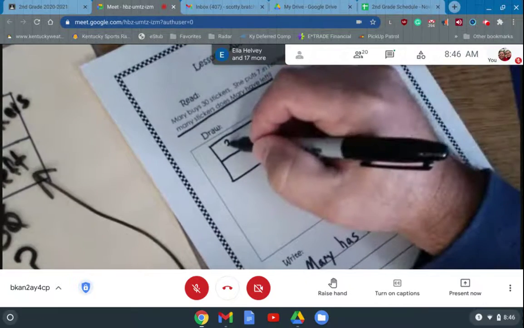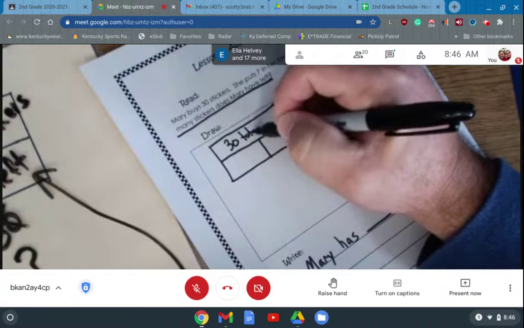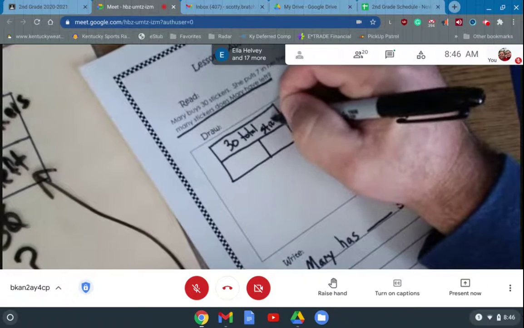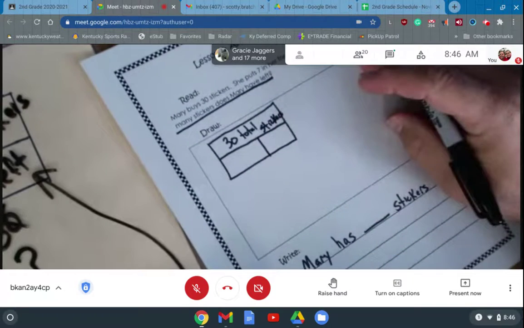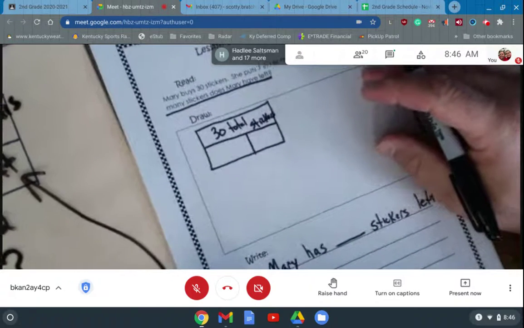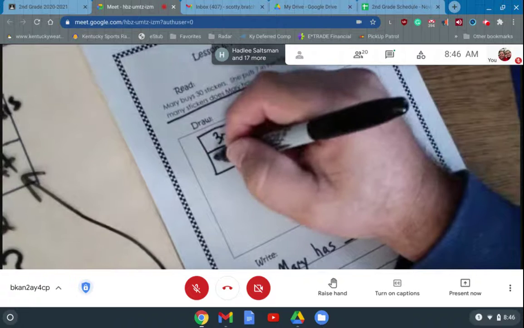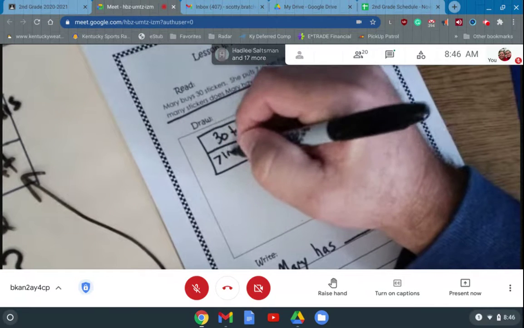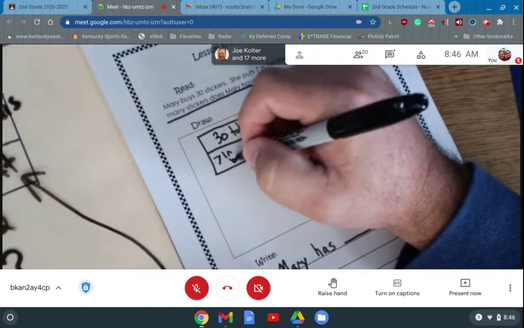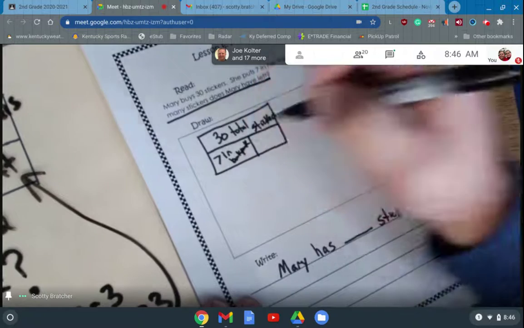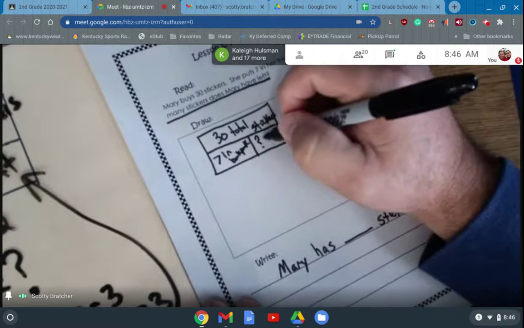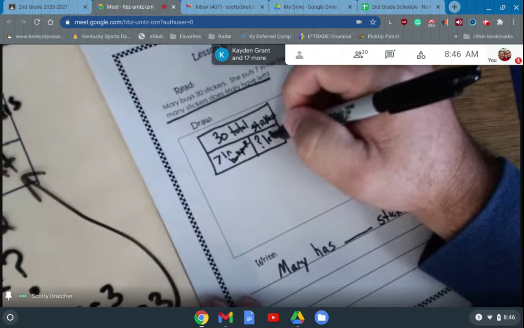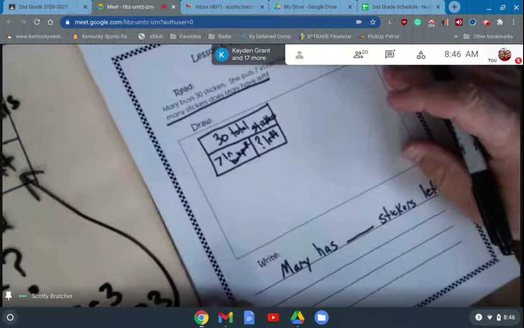So I've got 30 total stickers. See, that one is just barely big enough to write in now. Okay? And I've got 7 in a backpack. And this part, I did not know, but we're going to label it as what was left. Okay?